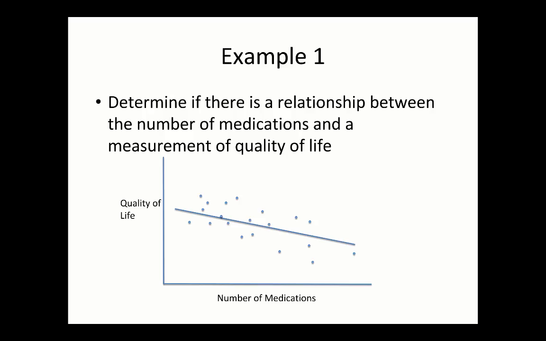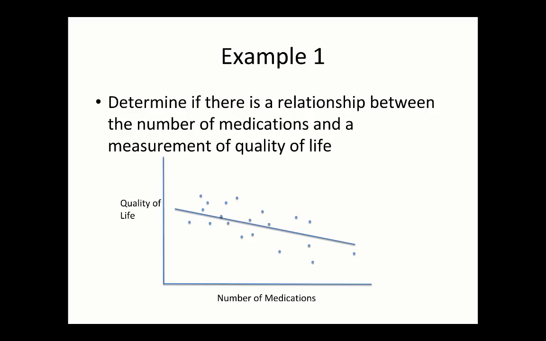Let's look at an example. Let's say we want to determine if there is a relationship between the number of medications and a measurement of quality of life. Looking at the plot below, we see that the data was drawn on a scatter plot. Each point on that plot is for a single observation or a single person. Therefore, if you focus on just one dot and follow that dot down to the x-axis, this would indicate the number of medications for that person. With that same dot, follow a line to the y-axis. This would indicate the quality of life score.